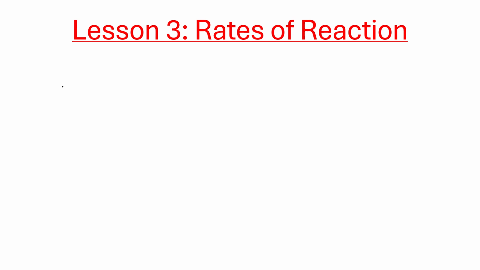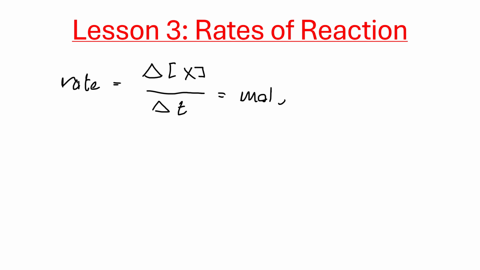Rates are a fundamental aspect of chemistry. They are defined by the change in concentration over the change in time. From this, we can tell that the units are mol dm^-3 s^-1. Often, when you change the concentration of a reactant, you change the rate.